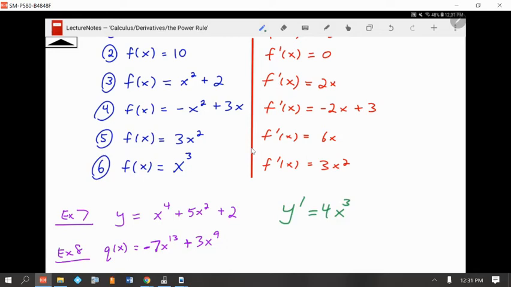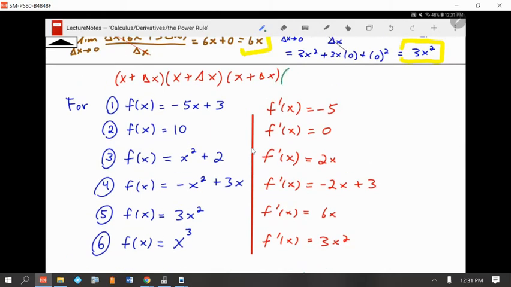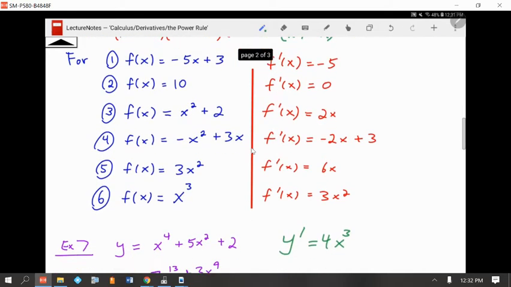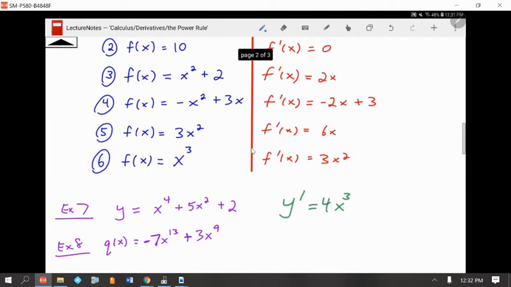And that's way better than having to do x plus delta x times x plus delta x times x plus delta x times x plus delta x, right? And having to do what you see at the very top of the screen, this binomial multiplied by itself 4 times. That's a lot of algebra to have to write all that out. And then what will happen is all those delta x terms will go to 0, and then you're just left with 4x cubed. Okay, cool.